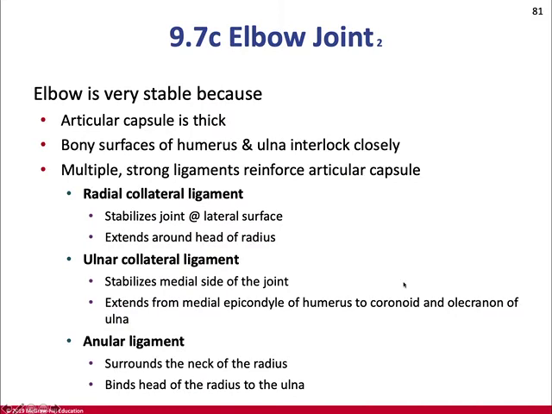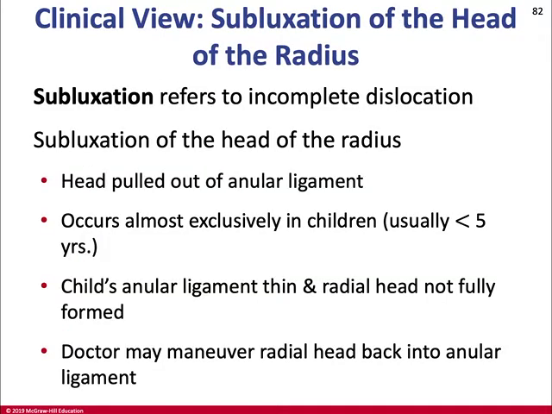The articular capsule of the elbow is thick. The bony surfaces of the humerus and the ulna interlock like puzzle pieces, and the strong ligaments reinforce it. The radial collateral stabilizes the joint laterally and extends around the radius. The ulnar collateral is going to stabilize the medial side of the elbow joint, and the annular ligament runs around the neck of the radius and is going to attach the radius to the ulna, and that is really part of the pivot joint between the radius and the ulna, so that you can do pronation and supination.